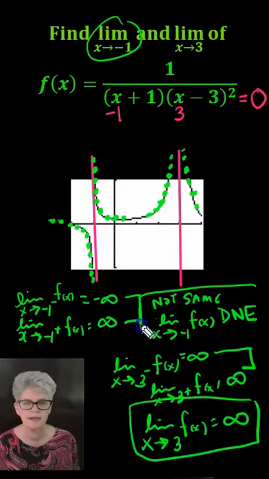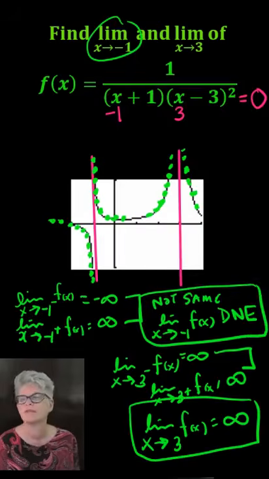So we had one that did not exist, and we have one that's +infinity.